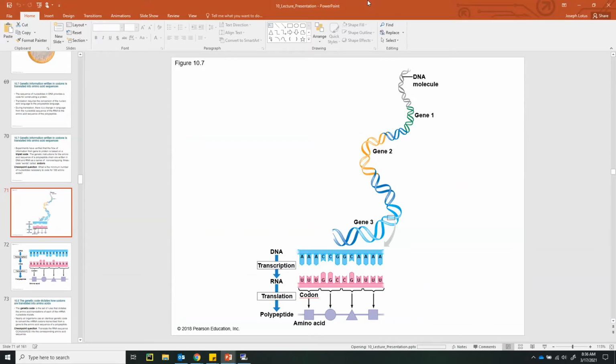This picture shows kind of zoomed out and then zoomed in as well. So remember, DNA molecules are big. And in the DNA molecule, there could be many, many genes. So we're just going to look at one gene. How does one gene get turned into one polypeptide?